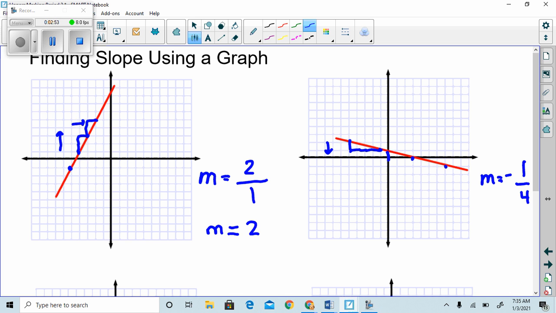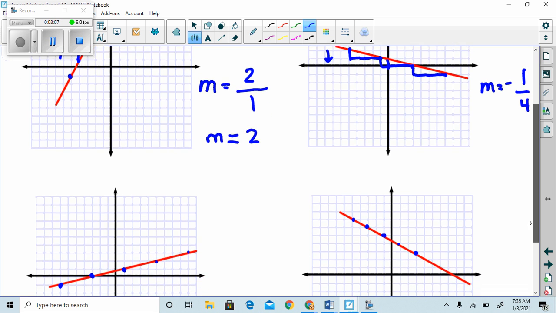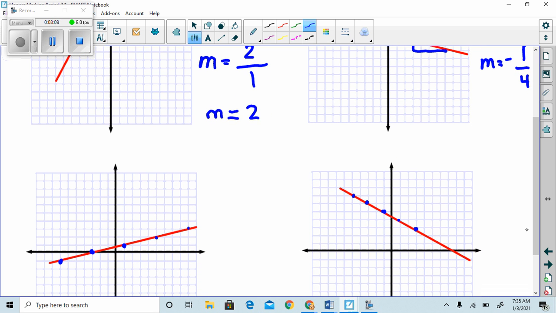Down 1, and 1, 2, 3, 4. So there we have our down 1 and over 1, 2, 3, 4, and there is our constant rate of change. Let's just take a look at 2 more examples.